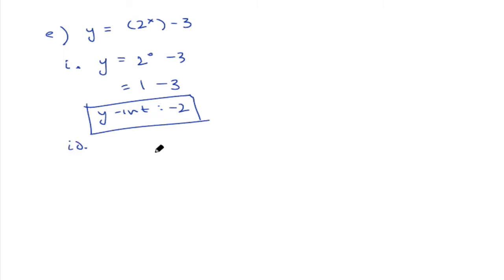Next, let's sketch the function. Okay, so we know that the y-intercept here is at negative 2. And it was shifted 3 units down. So if the horizontal asymptote was at 0 initially, it's now at negative 3. And this is a function that is greater than 1, so it's going to be increasing.